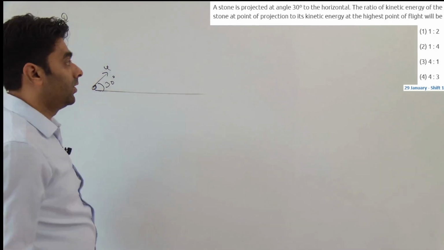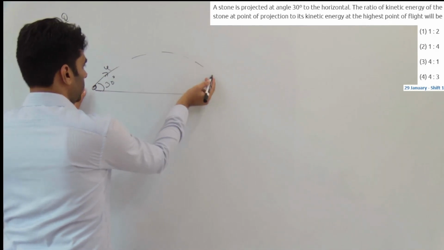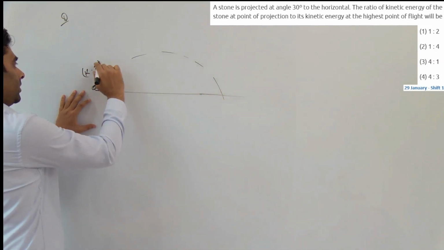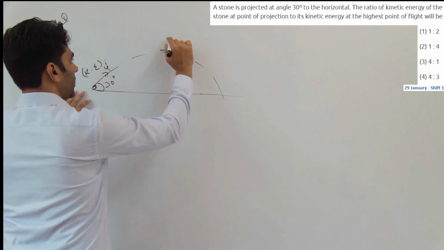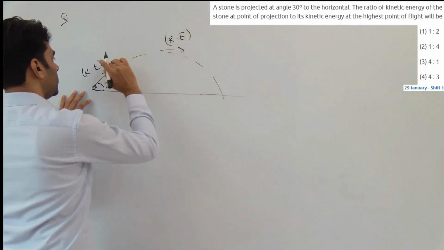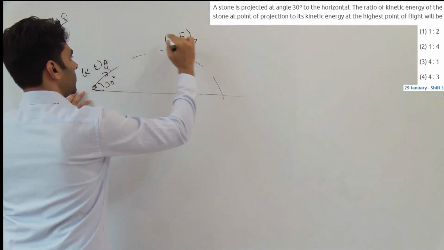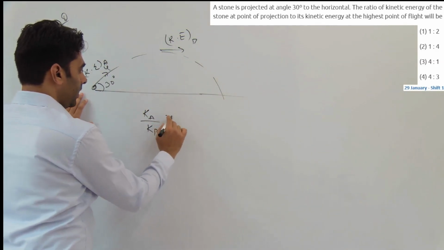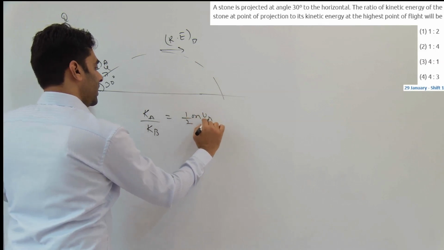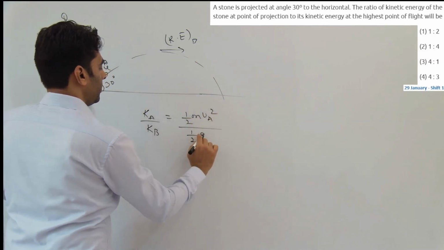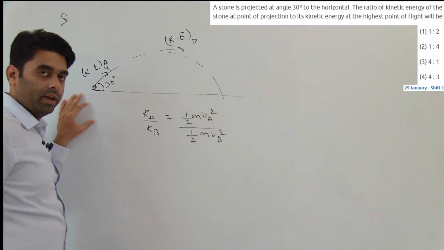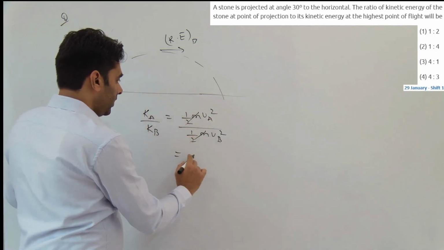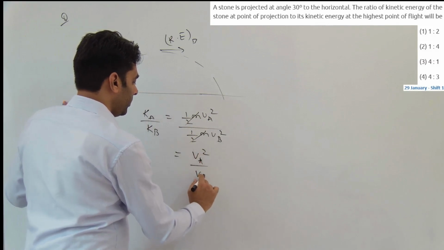Ratio of kinetic energy. So projectile, this will be the path over here. Let's call this kinetic energy at A, this is kinetic energy at B. They are asking us the ratio of kinetic energy A by kinetic energy B. It will be half m VA square by half m VB square. This is at the point of projection, this is at the highest point. Half m cancels out. So we get VA square by VB square.